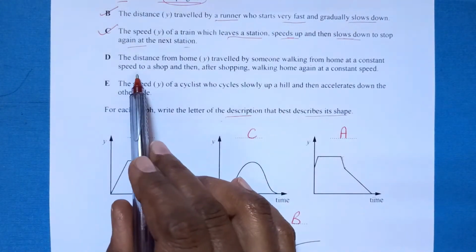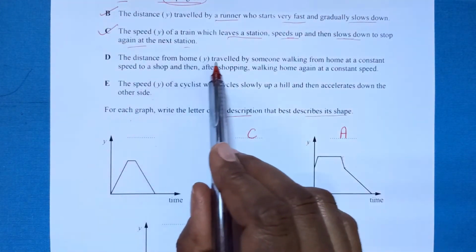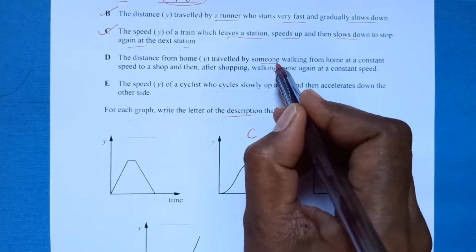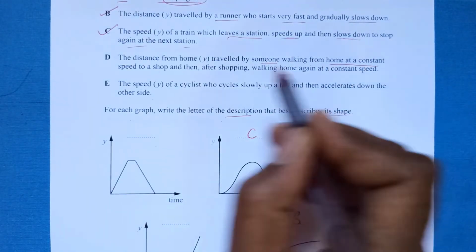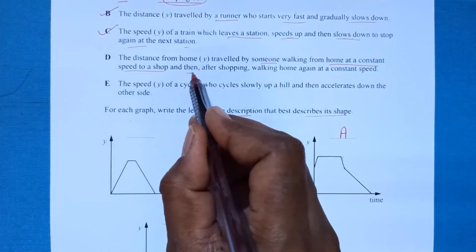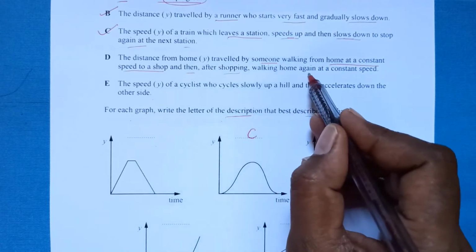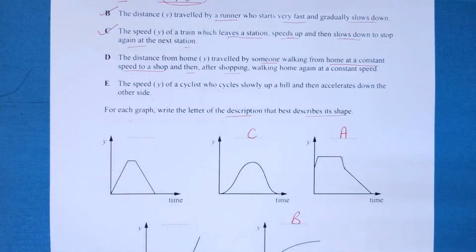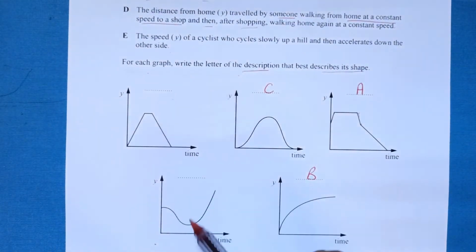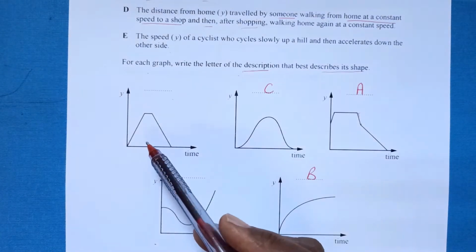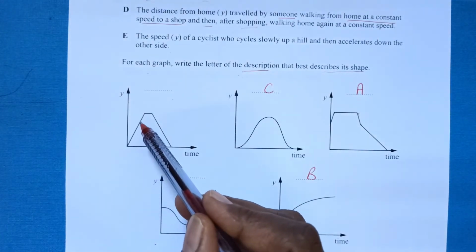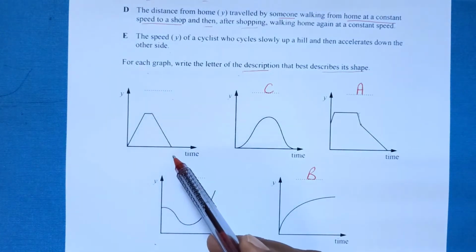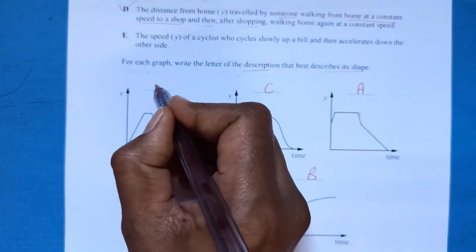D. The distance from home y traveled by someone walking from home at constant speed to a shop, and then after shopping walking home again at constant speed. So there is some stationary point. We are left with these two now. So he's coming back. Coming back means it will show this one. Someone is going, at rest, then coming back. So this is the D here.